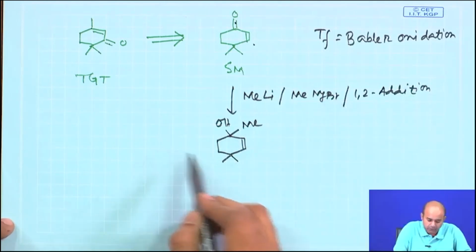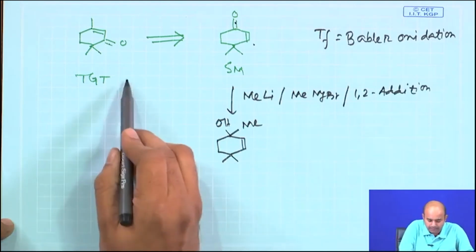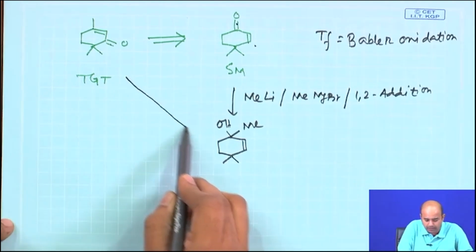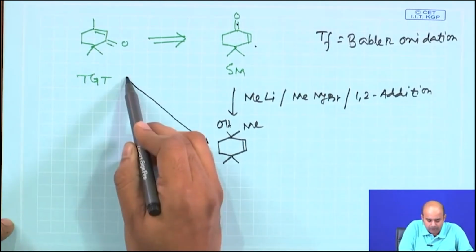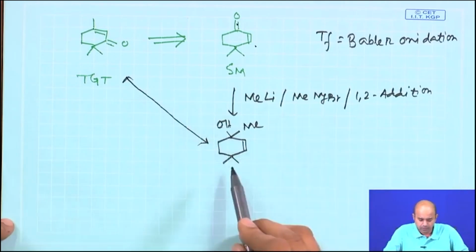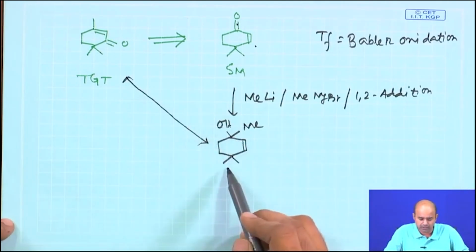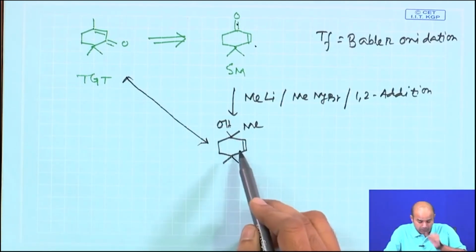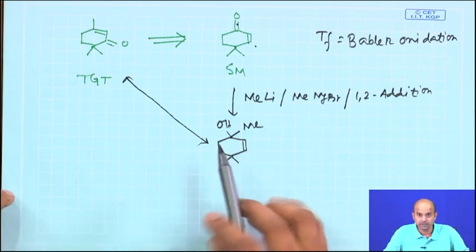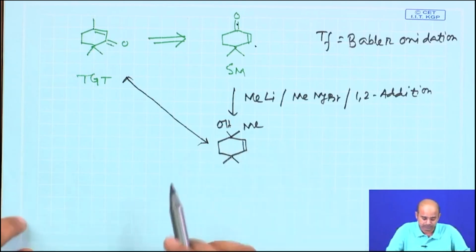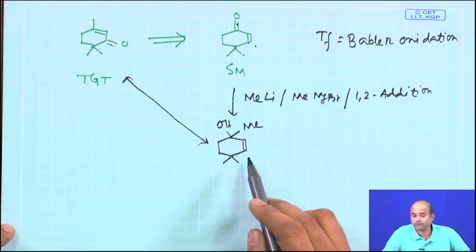Fine. Now, if you try to correlate the carbon network between the target and this intermediate, everything is similar. You have 3 methyl, you have 3 methyl. The only thing is the ketone group position needs to be rearranged. Now, tertiary alcohols, as I said, are very inert. Tertiary alcohols won't undergo oxidation because they do not have an abstractable hydrogen.